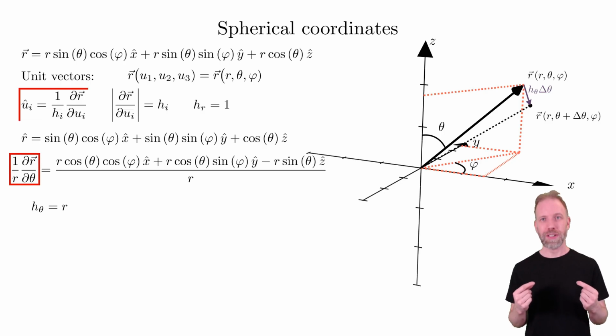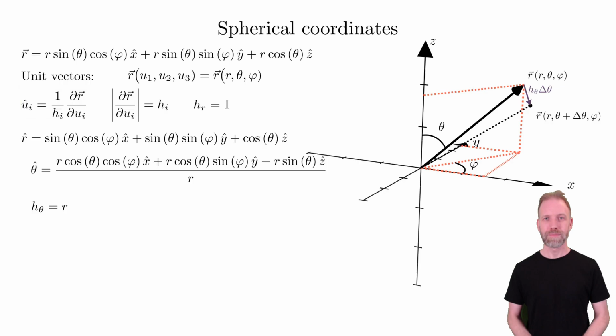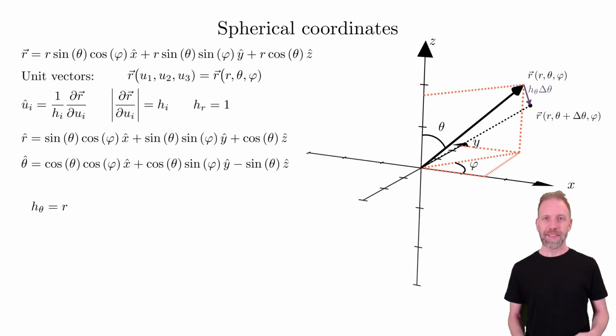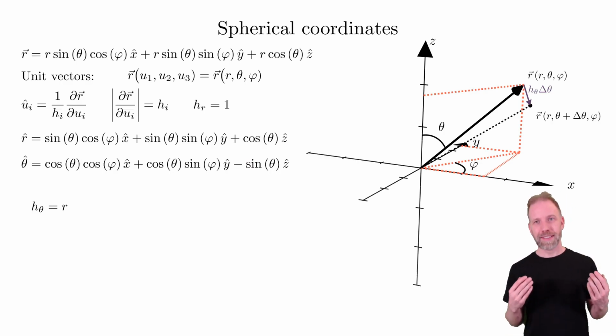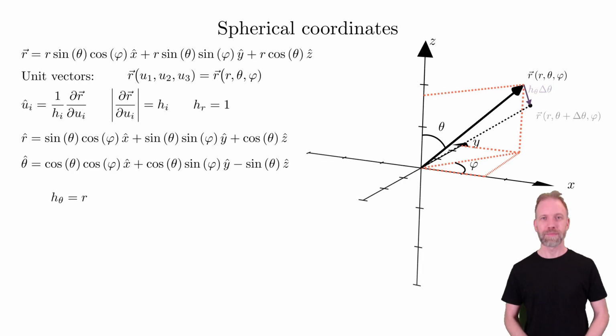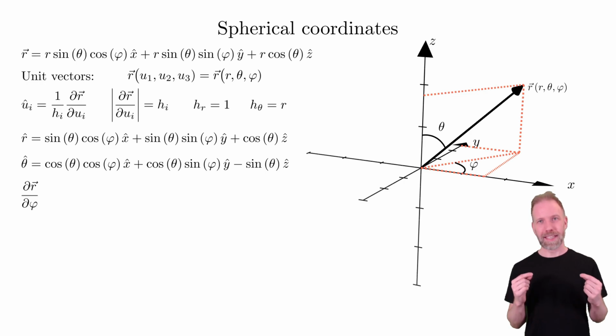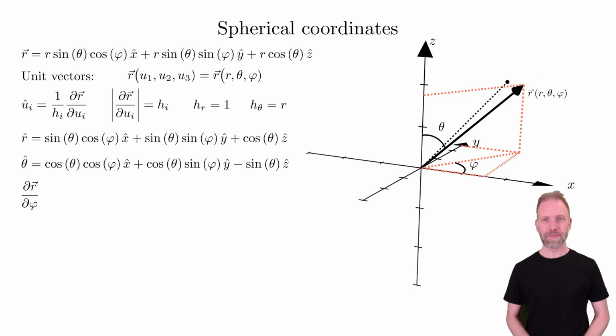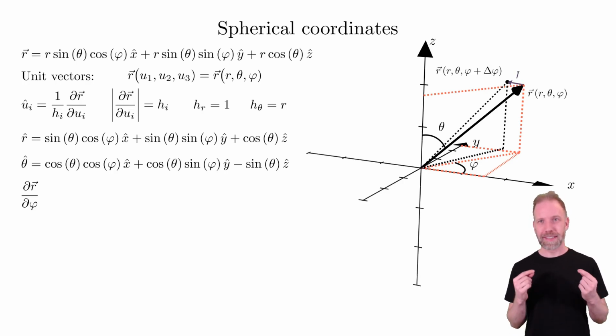We can now call the new unit vector theta hat. And we can divide by r. This is the final expression for the second unit vector theta hat. Continue with the third vector by taking a small step in phi. The length of this step is the scaling factor h phi times delta phi.